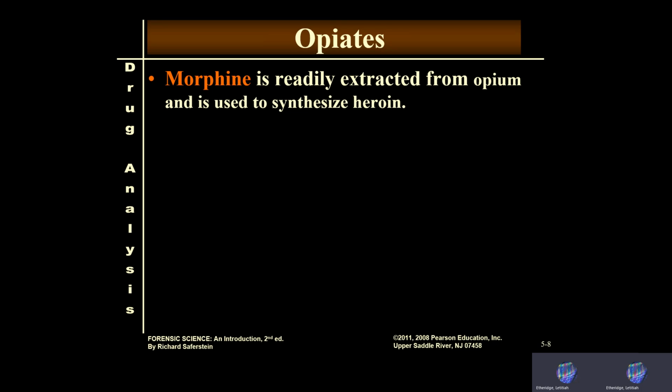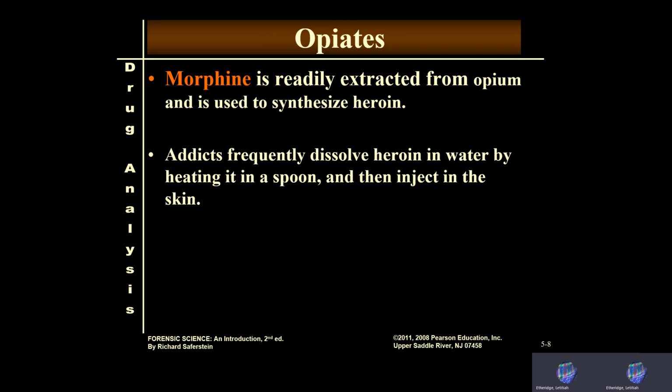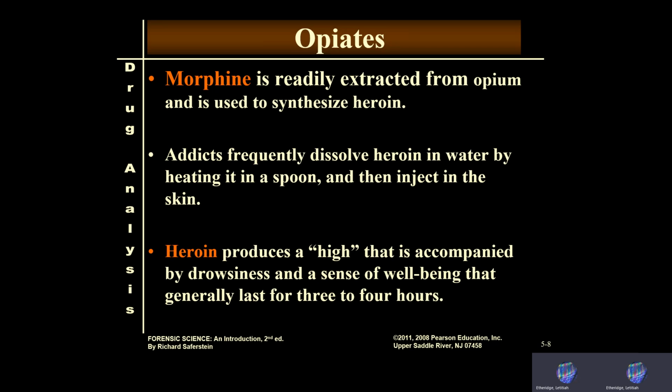So morphine is going to be extracted from opium, and that is actually used to synthesize heroin. Addicts frequently dissolve heroin in water by heating it in a spoon, and then they usually do some sort of injection. Heroin is going to produce a high that is accompanied with just extreme tiredness, but there's going to be a sense of well-being that's generally going to last for about 3 to 4 hours.